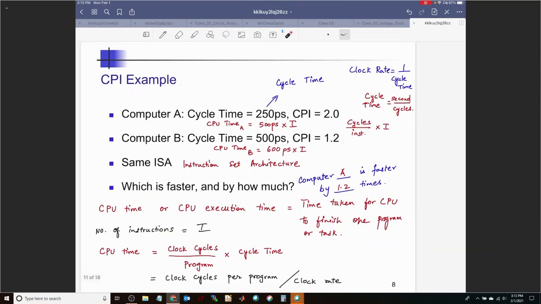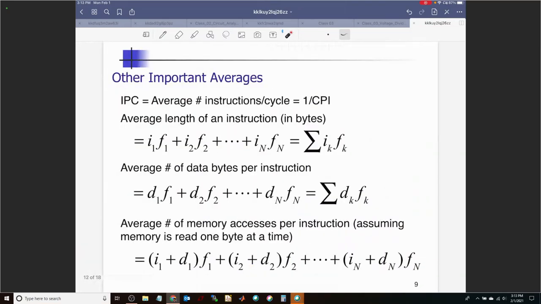All right, let's move on and talk about other important averages. One is the instructions per cycle, IPC. Now, why do we need to talk about instructions per cycle? It's just the reciprocal of cycles per instruction, right? 1 over CPI gives us instructions per cycle. But why do we need to talk about that? Why not just be okay with CPI?